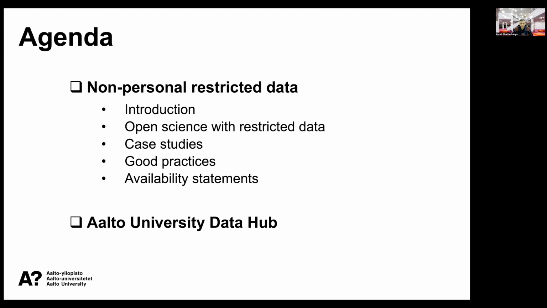Then I'll show you how to do open science with restricted data. I'll give you some case studies, and I'll mention some good practices. And at the end, I'll also talk about availability statements, which you can put into your paper whenever you see that there's a limitation, and although there is a journal requirement that you share the data, you cannot do it. So this will be the main part of the talk, where I give an introduction to non-personal restricted data and how to deal with it. In the next part of the talk, Pinia will be talking about the Aalto University Data Hub and its role in facilitating research with restricted data.